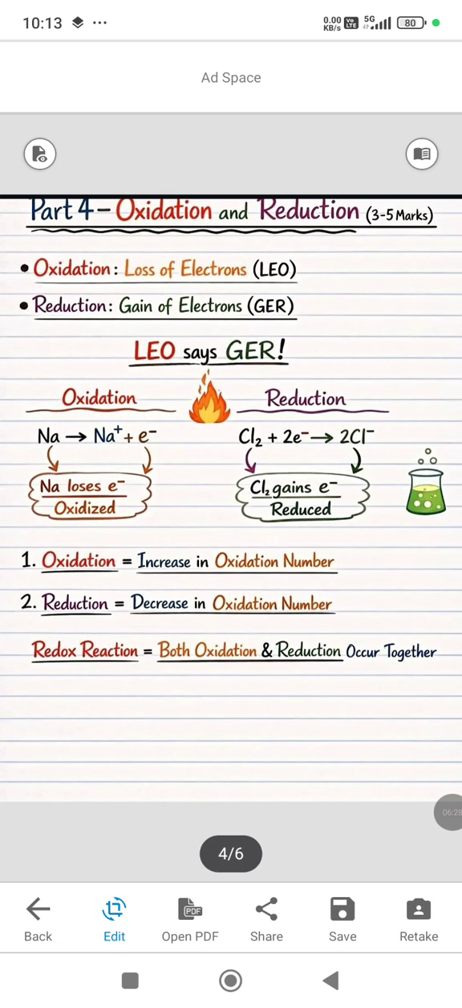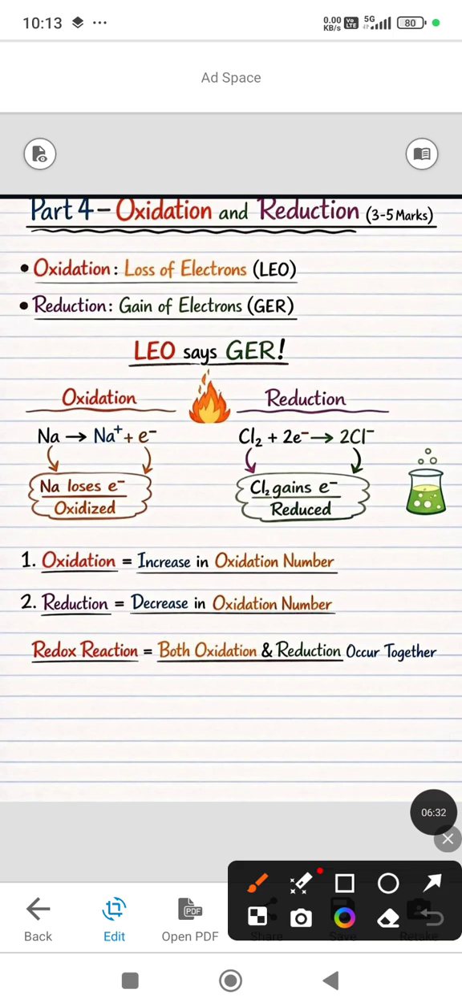Now, what is oxidation and reduction? Oxidation is loss of electrons in a chemical reaction, and reduction is gain of electrons in a chemical reaction. LEO says GER means if there is loss of electron in chemical equation, then there is also gain of electron there. Oxidation example: Na gives Na+ plus e-.